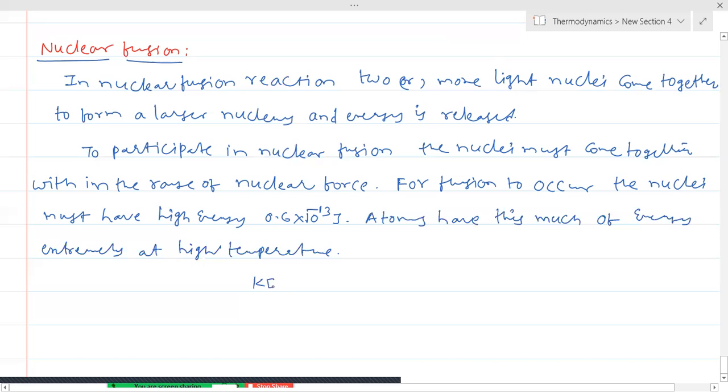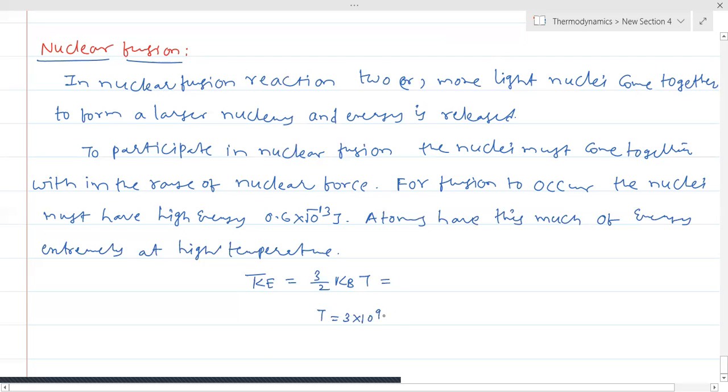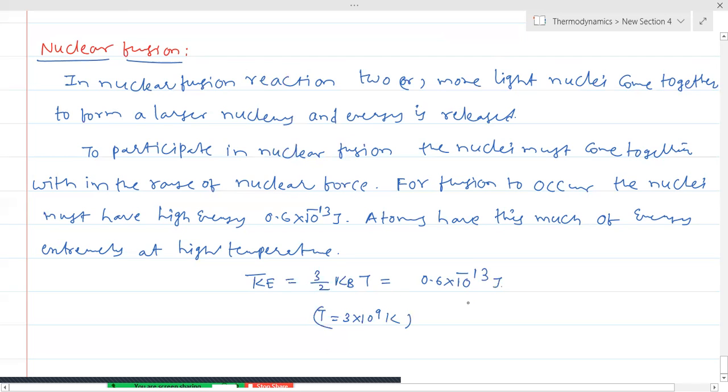We know that the average translational kinetic energy of the gas molecules is 3/2 kBT. So we are comparing the gas molecules with the molecules of the sun. By taking the temperature of the sun as 3 into 10 power 9 kelvins, we get average translational kinetic energy as 0.6 into 10 power minus 13 joules. So we need to have this much high energy for the nuclear fusion reaction.